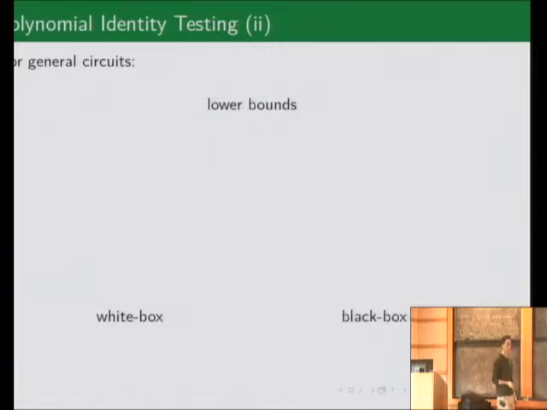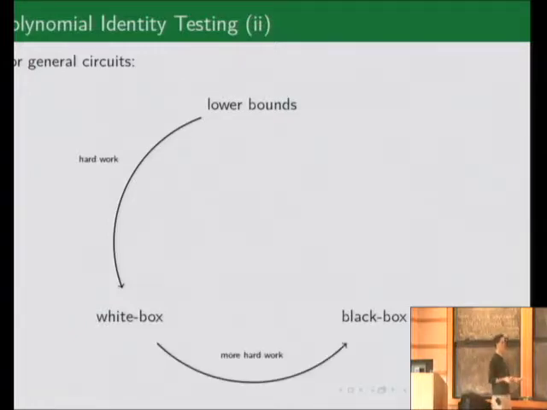And then there's black box. In some cases, if you get good enough lower bounds and you really understand circuits well enough, then with some hard work, you can get to white box. And in some cases, with even more hard work, you can get to black box. And this is a circle because you can actually go back from black box to lower bounds, through this connection of Heintz, Schnorr, and Agrawal.